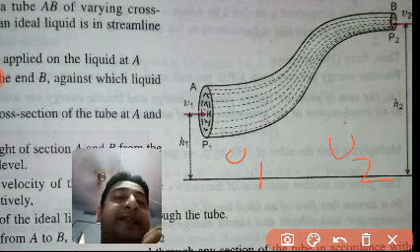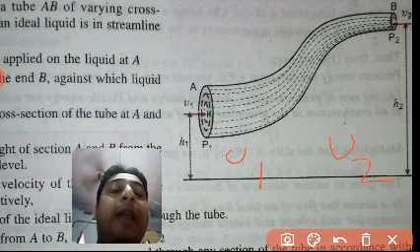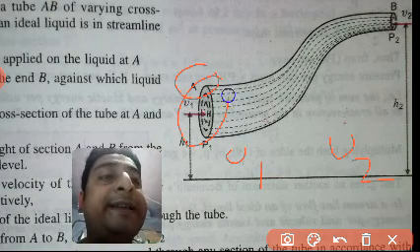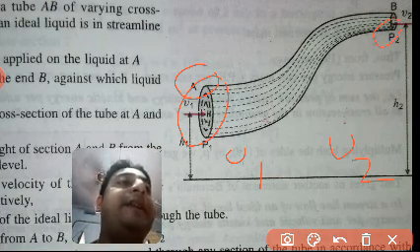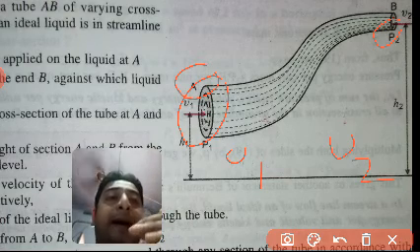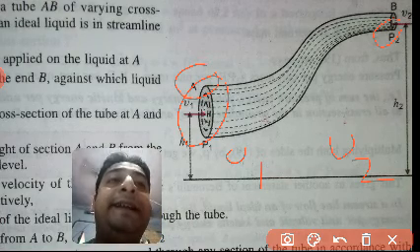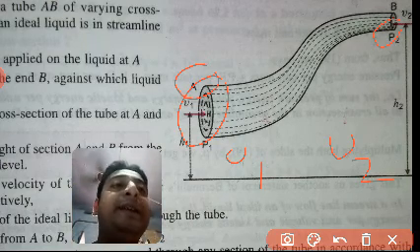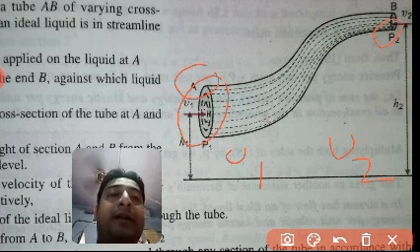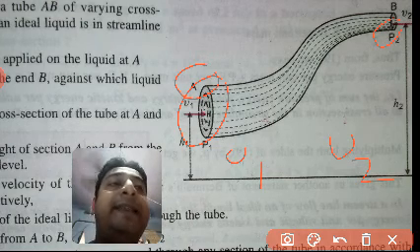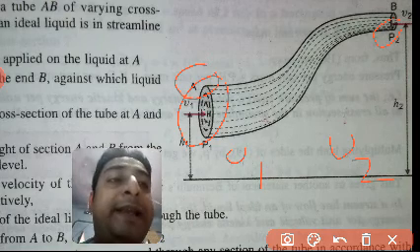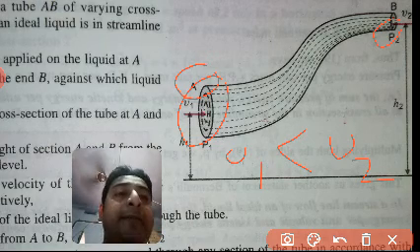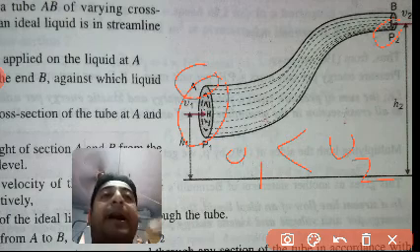Before discussing that, see that portion A has more radius, but portion B has a smaller radius. So the portion which has the larger radius, the velocity in that portion will be less compared to the portion in which the radius is smaller. So in this portion the velocity is less, and in this portion the velocity is more. So v1 is less than v2. This diagram is related to the Bernoulli's theorem.